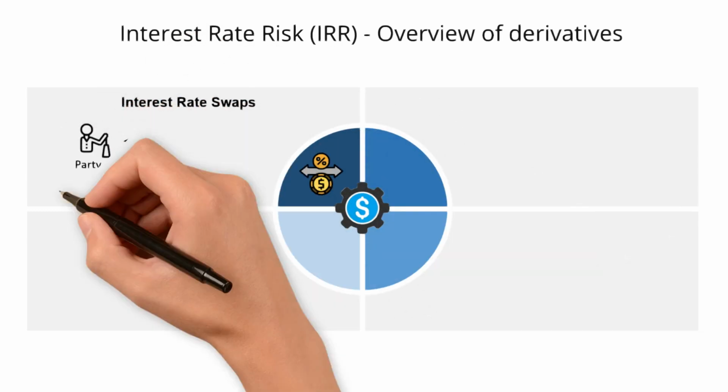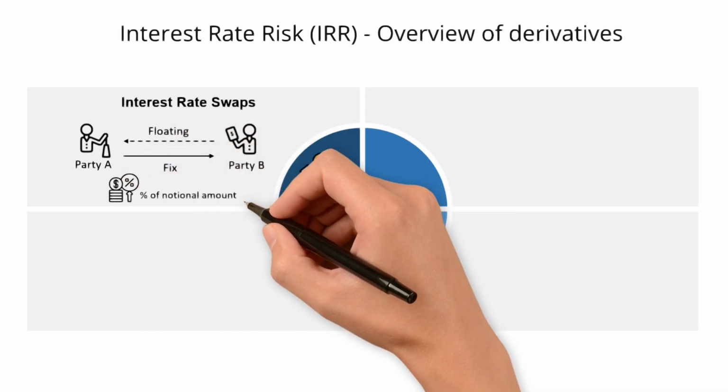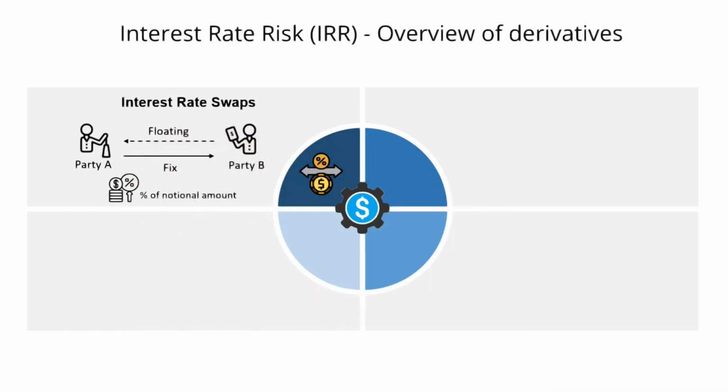Generally speaking, interest rate swaps are agreements between two parties to exchange fixed and floating interest rate cash flows based on a notional principal amount. The notional amount is the face value of a security. In the realm of derivatives, it is the reference amount upon which the calculations and payments of the respective contract are based.